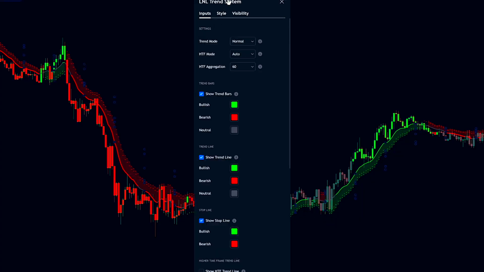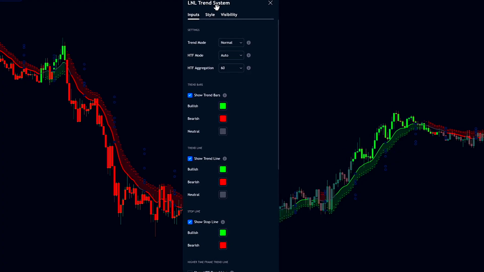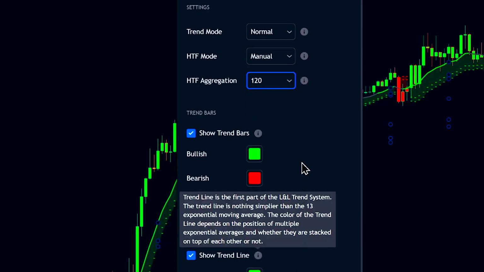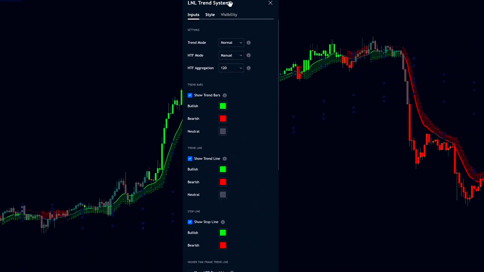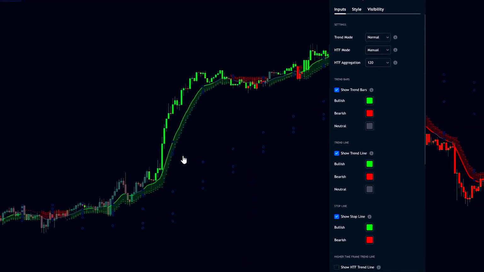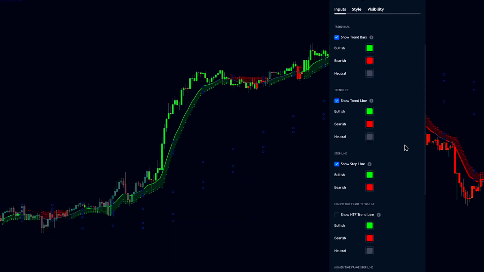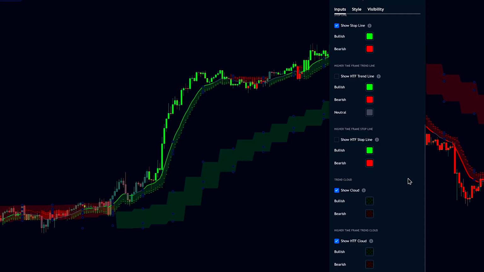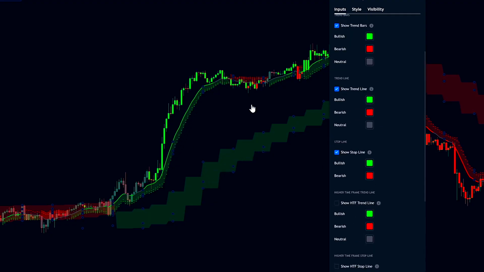Double-click the indicator to open its options. Now, what makes this thing so much cooler than a regular EMA isn't just what we've covered. It's got a hidden superpower. Check out the HTF mode. Switch it to manual and set the HTF aggression to 120 minutes. This means it's tracking the trend on the 2-hour time frame alongside the 15-minute one. Nothing's changed on the chart yet, so let's turn on the Show HTF Cloud option. For the strategy I'm showing you today, we don't need the top line, so let's turn that off.